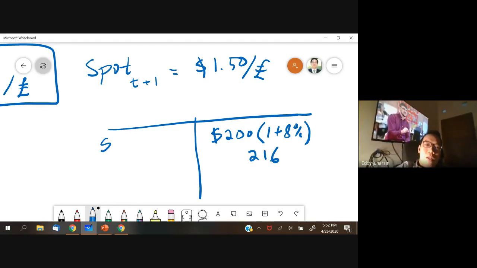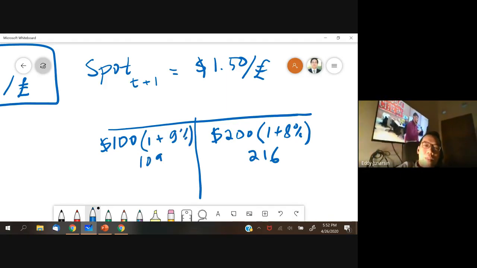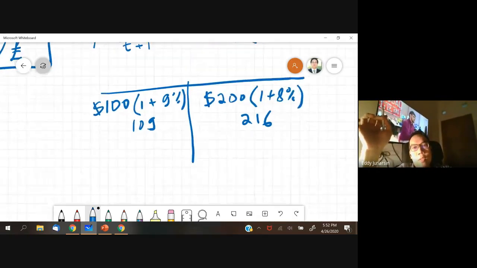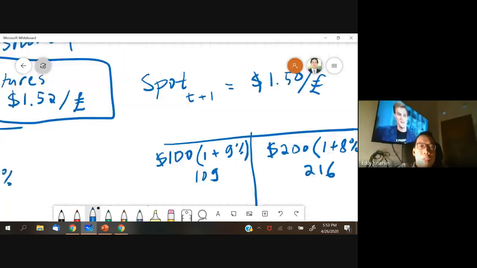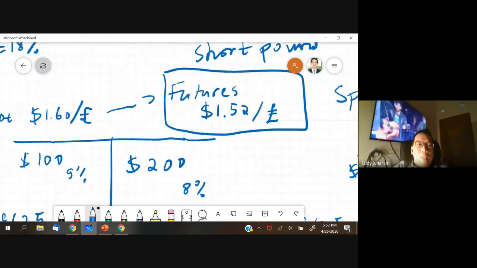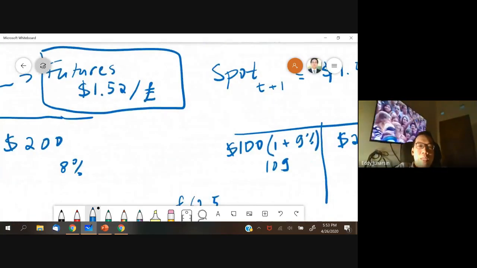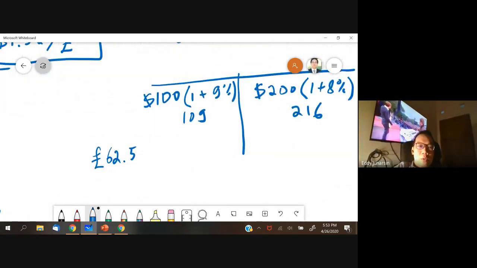And then you have $100 million, right? That will grow by 9%. So you have 109. Now the remaining 100 million was in UK pound, right? It was converted to 62.5 million pounds, because the spot rate was 160. So 100 million divided by 160 is 62.5 million pounds.